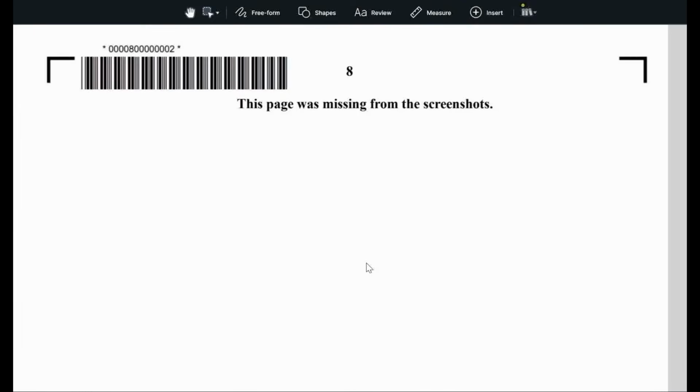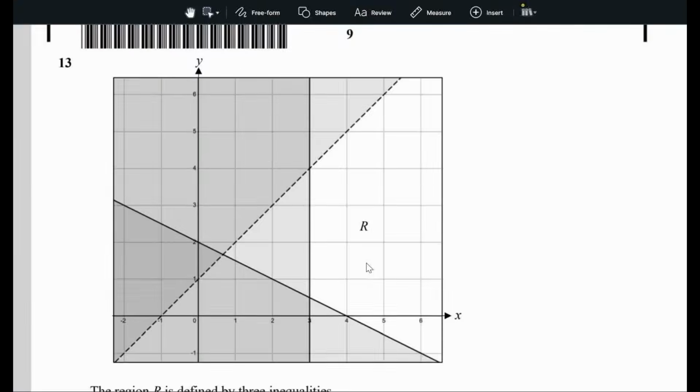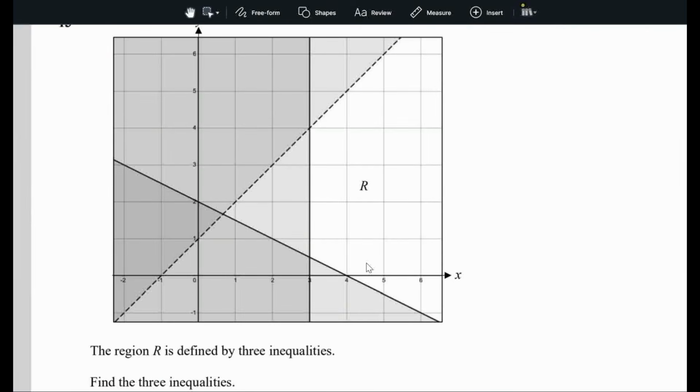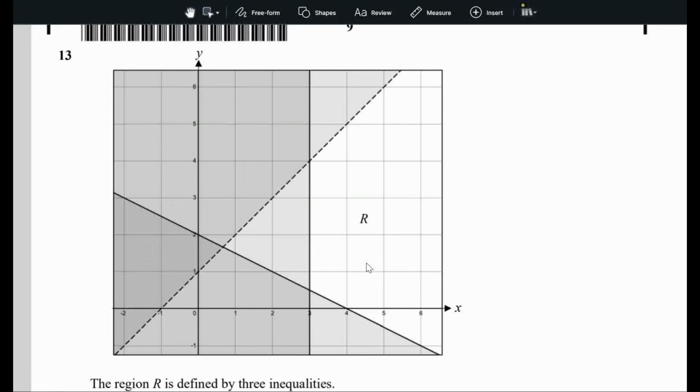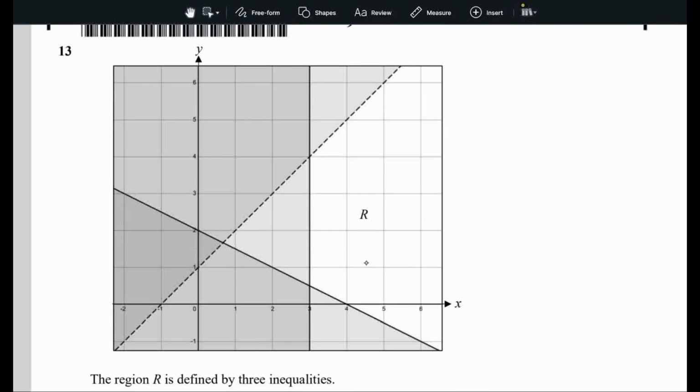Let's move to the next question. That is question number 13. Find the three inequalities that define the region R. Okay, for the region R, we know that the equation for this line will be x is equal to 3, which means x will be greater than or equal to 3.